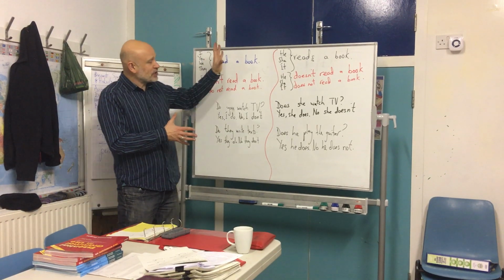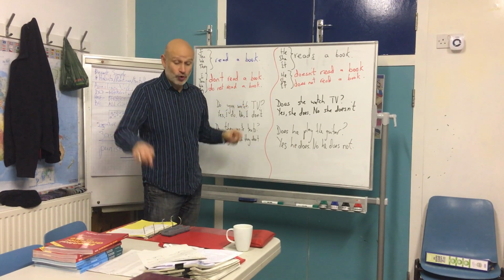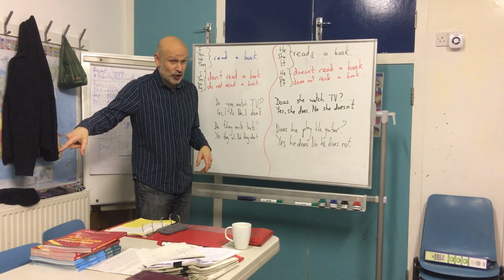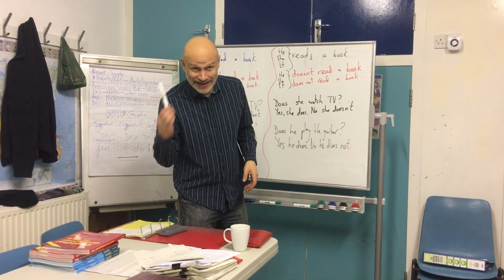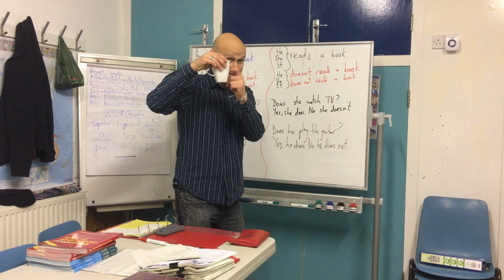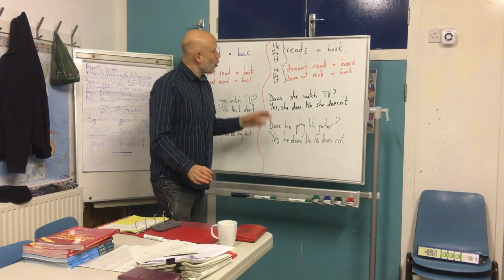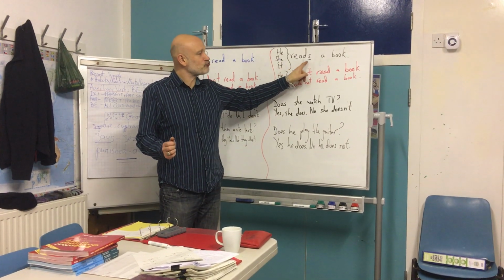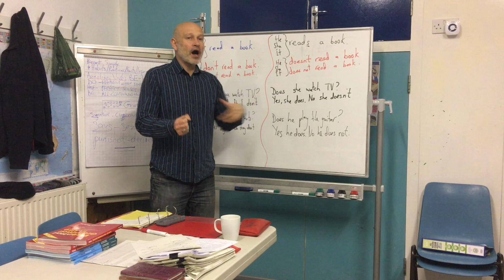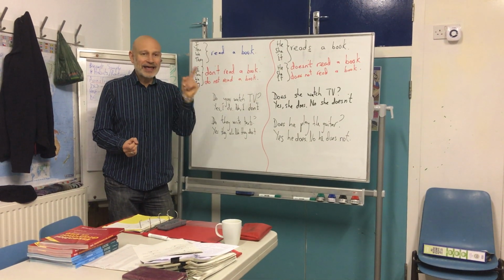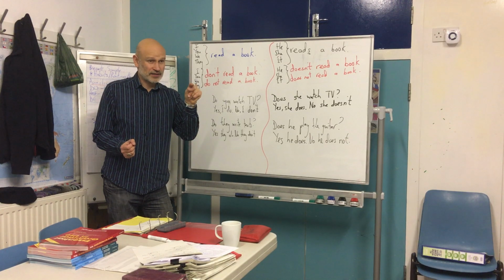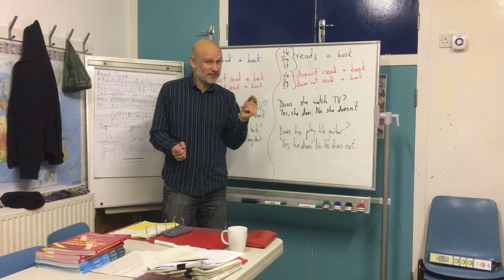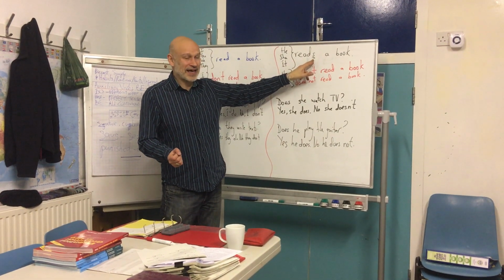But if we use he, she, or it to talk about a man, a boy, a woman, a girl, or a thing, a pen, a mug, one thing, we have to change the verb. So, I read a book, he reads a book. I live in England, he lives in England. I watch TV, he watches TV. We need to have this S at the end.